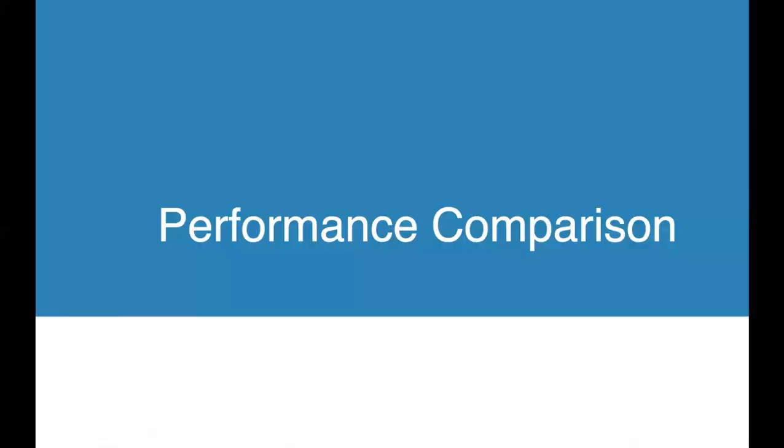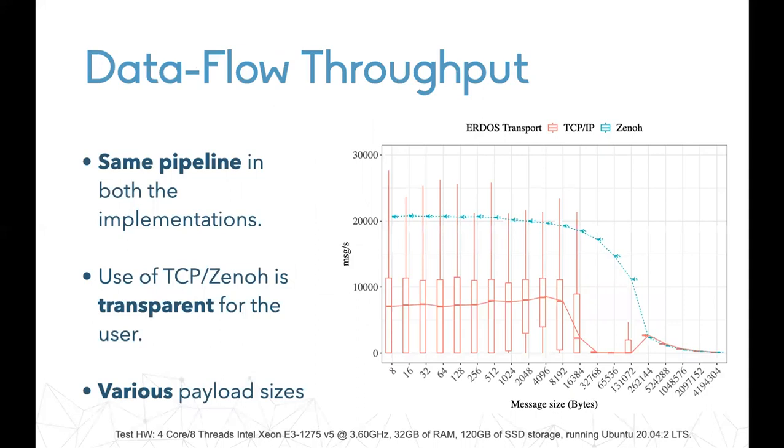So we have made quite some modifications to the underlying layers of ERDOS. We now check if those modifications have some impact on the performance. In particular, we are interested in throughput and latency measurements. So let's start with throughput. We used the same pipeline for both implementations, which was composed of a source sending data as fast as possible and a receiver receiving data and counting the messages that it was receiving.